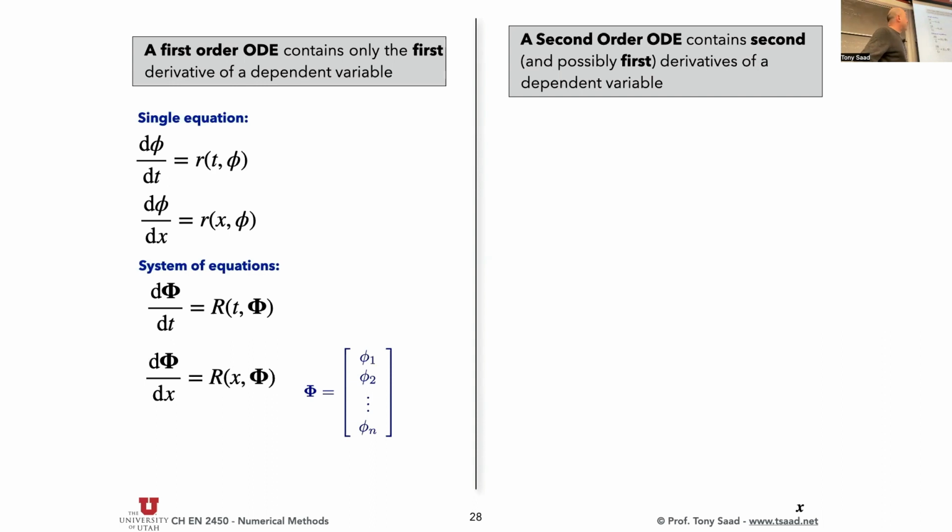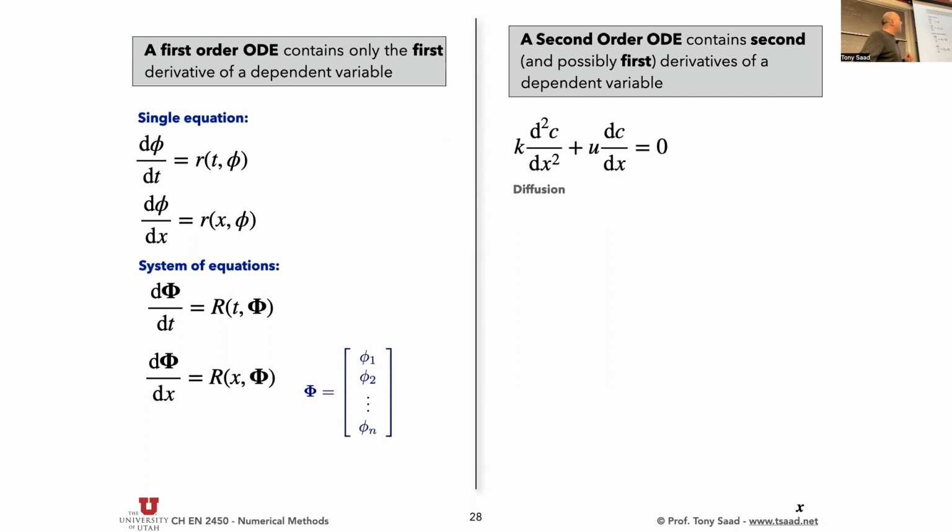A second-order ODE contains second and possibly first derivatives of a dependent variable. The advection diffusion equation is a classic second-order boundary value ODE. Okay? Once you see space, x, you should recognize that this is a boundary value problem.